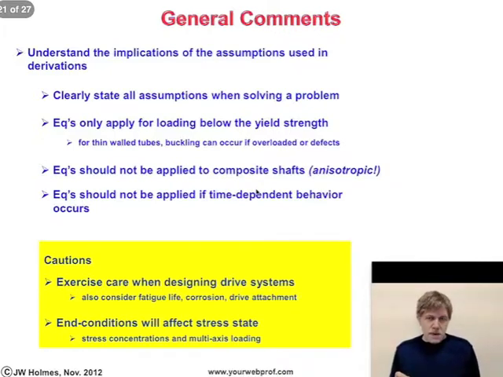These equations in general should not be applied to composite materials with continuous fibers, and that's more in the area of laminate theory, but essentially it's because we have anisotropic material and you may get delamination between the various plies. But it's a very interesting mechanical design problem, so I'd encourage you, if you get a chance, to take a laminate theory course or a composite course. These equations should also not be applied, and this again was one of the basic assumptions we made, if we have time-dependent behavior such as creep or viscoelastic effects in the material.